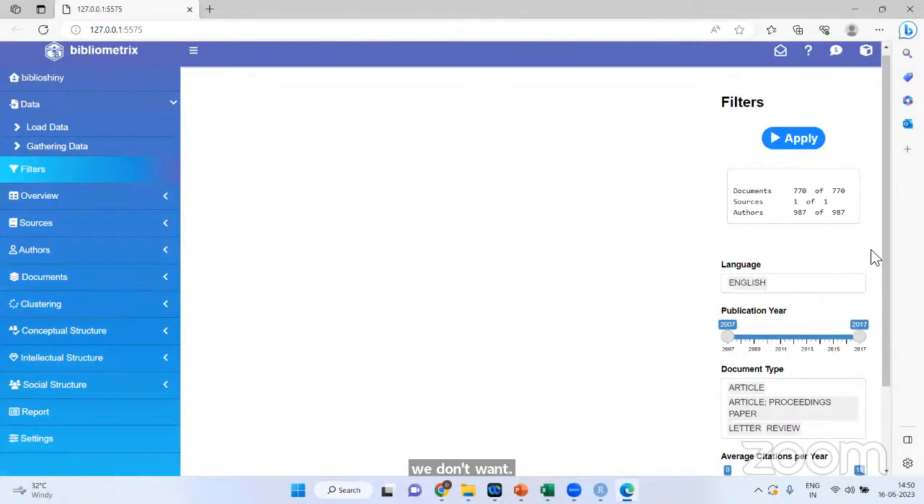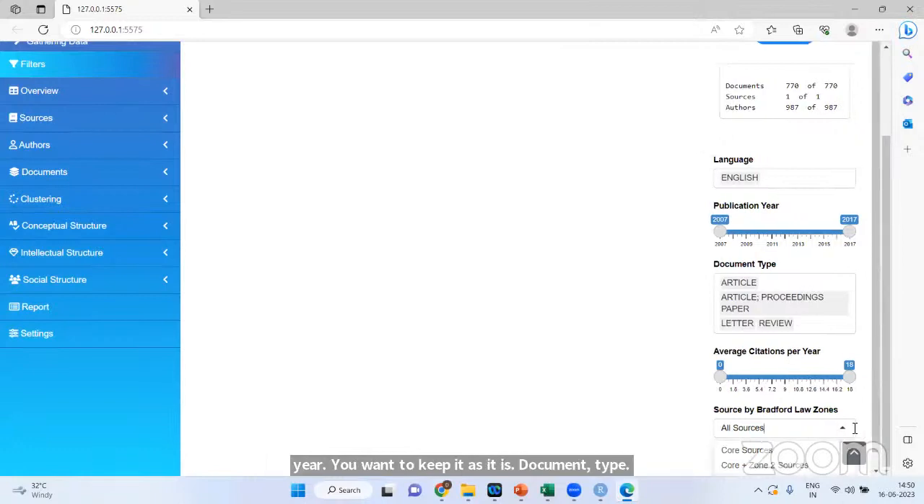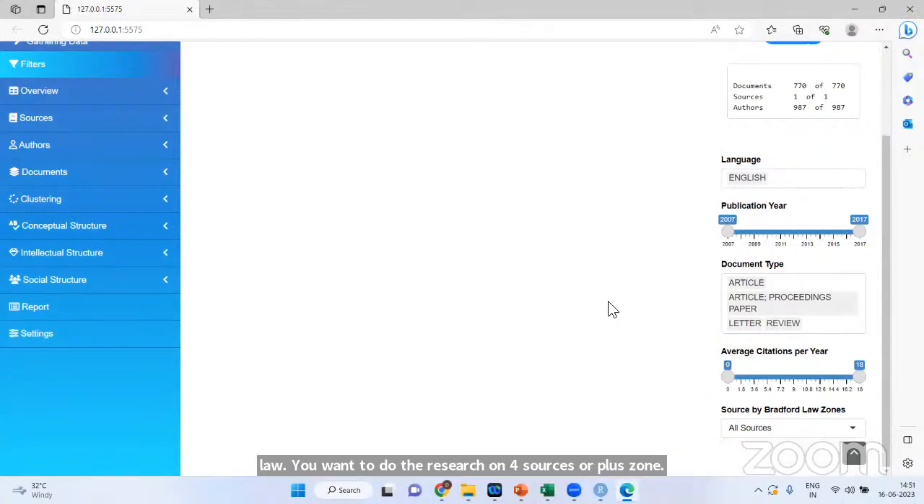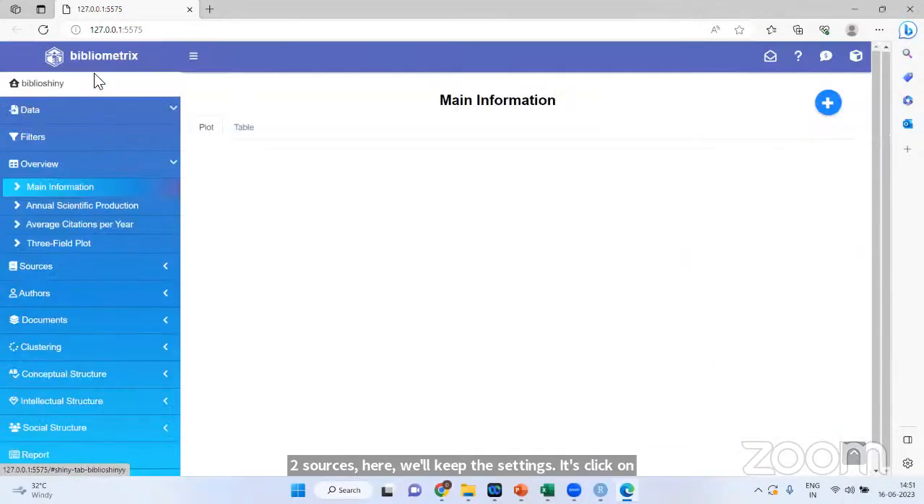Activate the filters from here. So what filters do you want? Publication year, you want to keep it as it is. Document type, average citations per year. According to Bradford's law, you want to do the research on core sources or plus zone 2 sources here. We will keep the settings. Click on overview, main information. It will generate a dashboard.